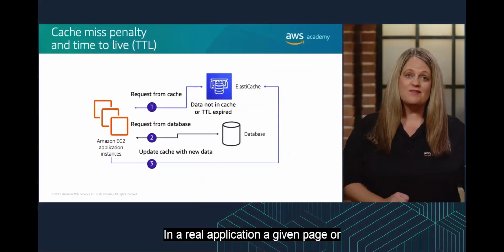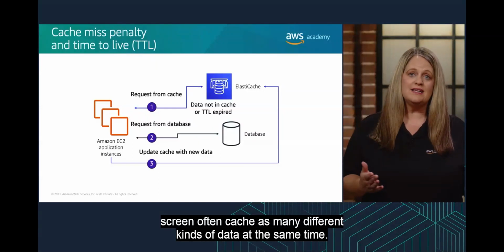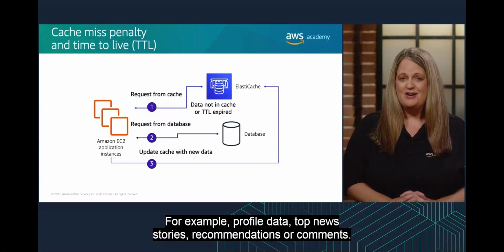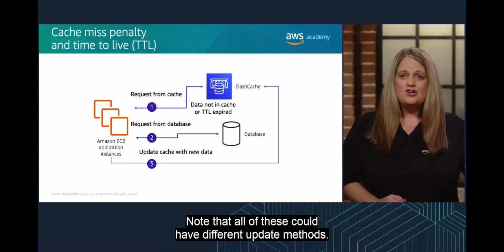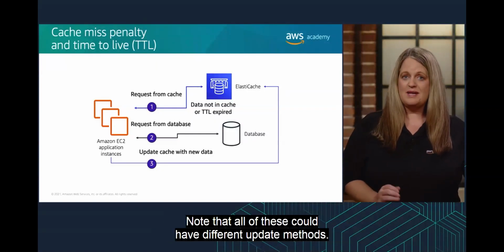In a real application, a given page or screen often caches many different kinds of data at the same time. For example, profile data, top news stories, recommendations, or comments. Note that all of these could have different update methods.